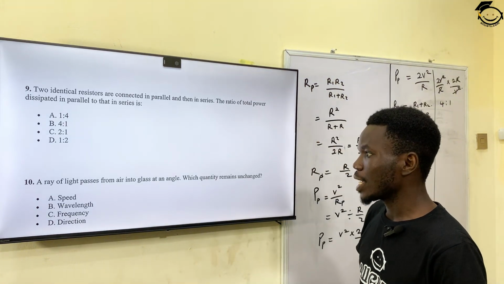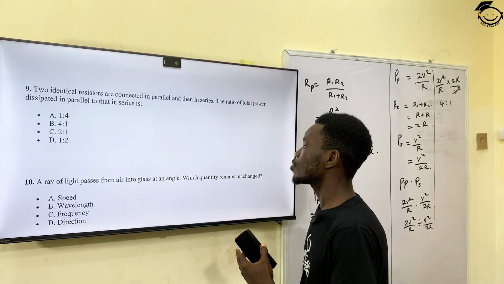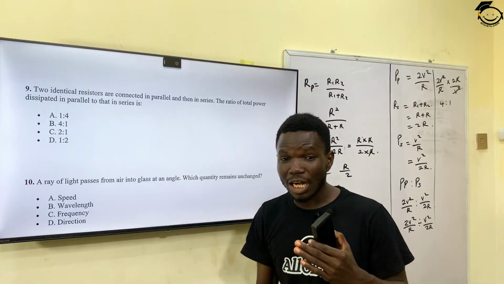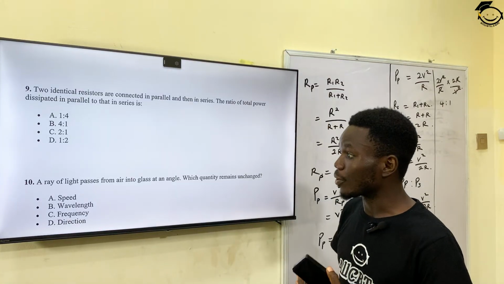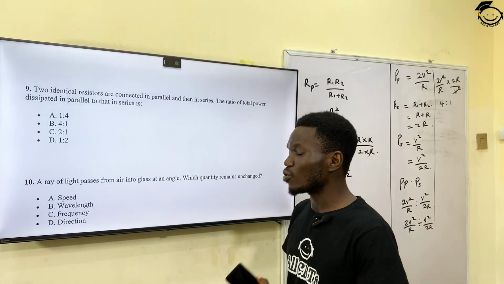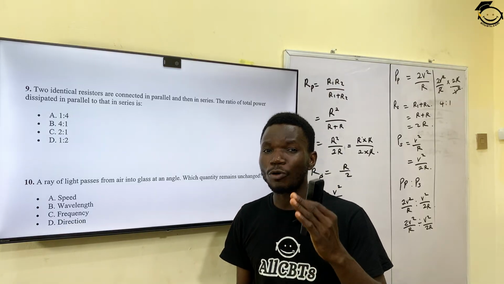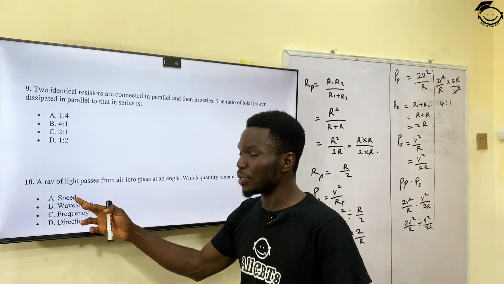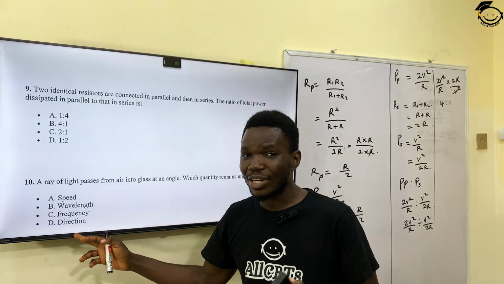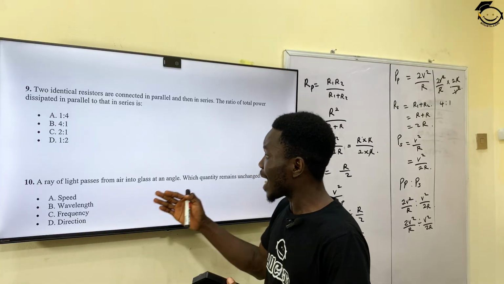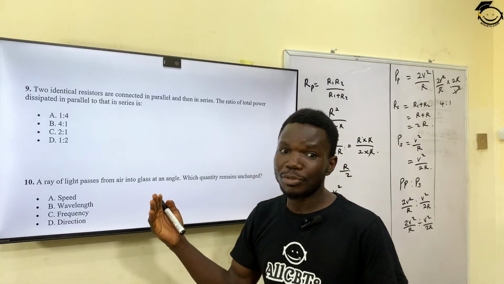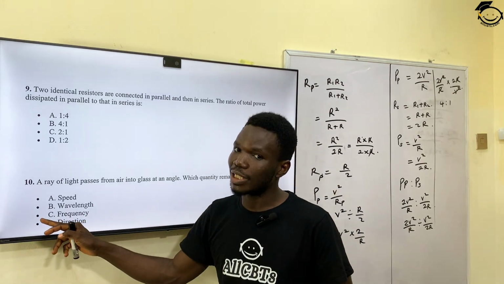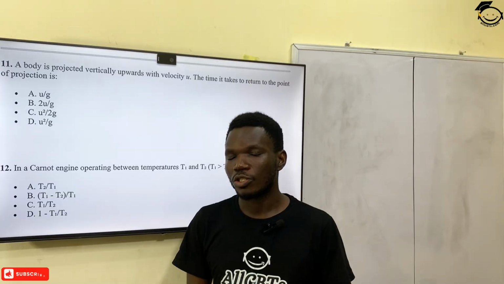So that takes us to question number 10. It says, a ray of light passes from air into glass at an angle. What quantity remains unchanged? When light travels from one medium to another, the only quantity that remains unchanged is the frequency, because the frequency is from its source. The speed changes, the wavelength changes, even the direction of the wave is altered, but the frequency remains unchanged. So the correct answer to question number 10 is C.